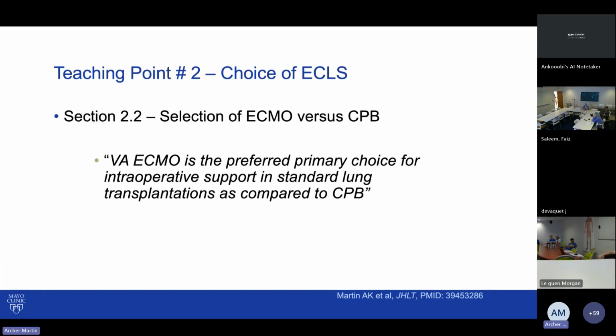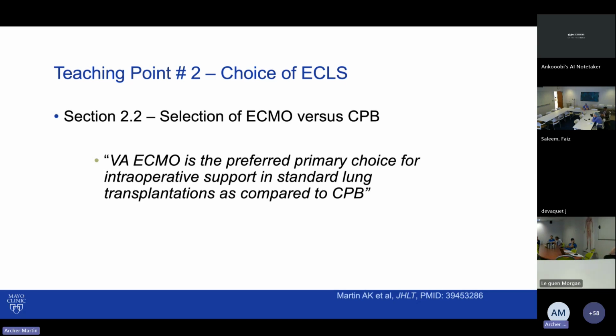So when we look at the choice of ECLS in the literature, over the years, there's been a debate between ECMO and cardiopulmonary bypass. This consensus statement came out pretty strong and said that VA ECMO is the preferred choice for intraoperative support in standard lung transplants as compared to cardiopulmonary bypass. Now, when we look at this statement, there are a couple of words. So for instance, standard lung transplantation.